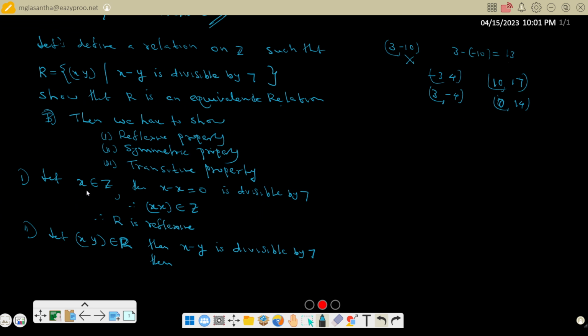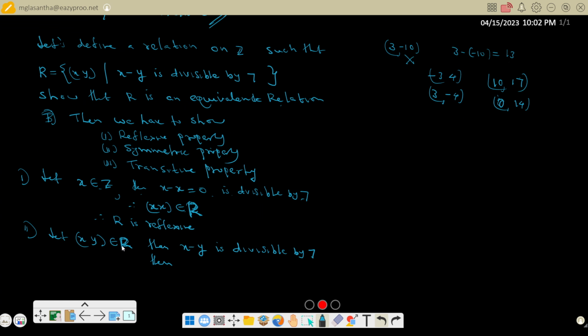Now, when you do the reflexive property, you have to take x belongs to Z, then check whether (x, x) belongs to R. If x belongs to Z, then x minus x is 0. 0 is divisible by 7, right? 0 is divisible by any number. Therefore, it is divisible by 7 also. So, therefore, (x, x) belongs to R. Therefore, R is reflexive.